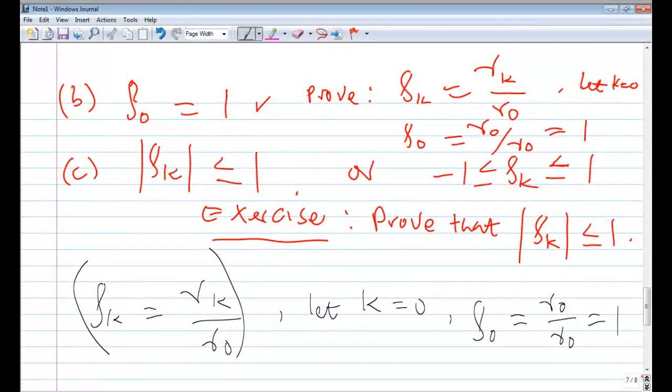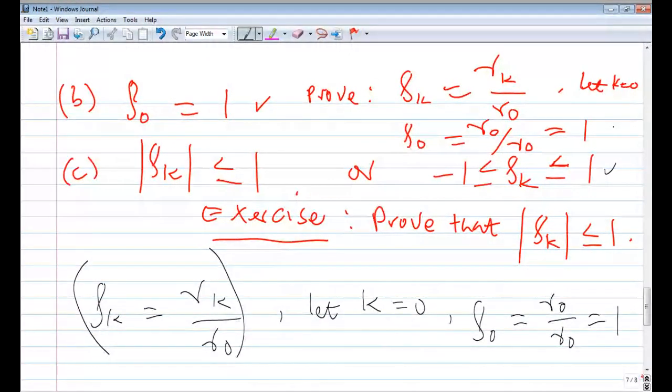If you want to prove that rho 0 equals 1, this is the scenario. Number C is what I'm talking about now. I said it's left as an exercise for you to do. You are going to prove that the absolute value of rho k is less than or equal to 1, that is, rho k is greater than or equal to minus 1, or rho k is less than or equal to 1.